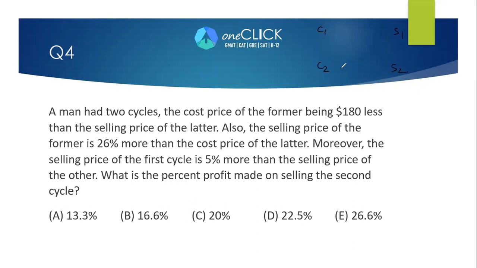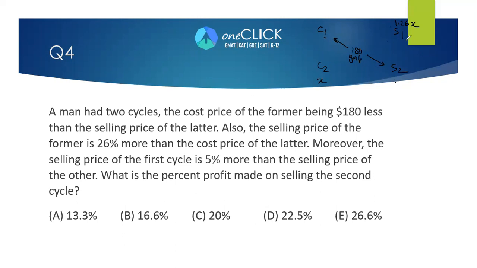Now what is it saying? The cost price of the first one is 180 less than the selling price of the latter. So this gap is $180. We'll use that later if required. The selling price of the first one is 26% more than the cost price of the second one. So if this were x, then this is 1.26x. Or you could have started off with 100 also, that's fine. So 100 and 126, or x and 1.26x multiplier.